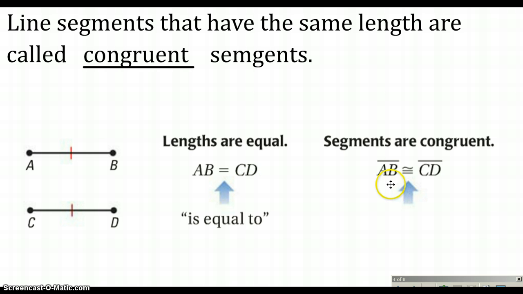When you're talking about the actual segment, remember this should be read segment AB is congruent to segment CD, which is saying is congruent to or is equal in length. Okay, so if you use the symbols, then you will use the congruent symbol. If you're talking about length, you will not.